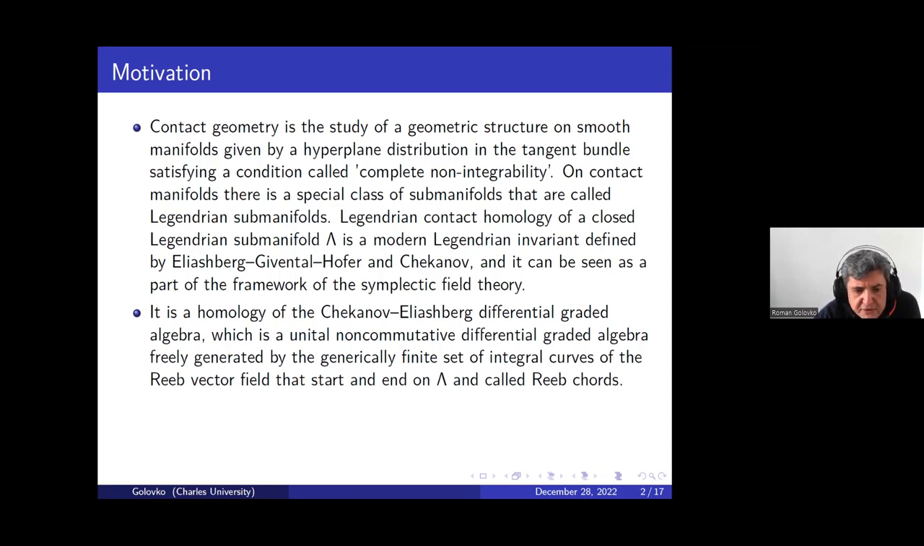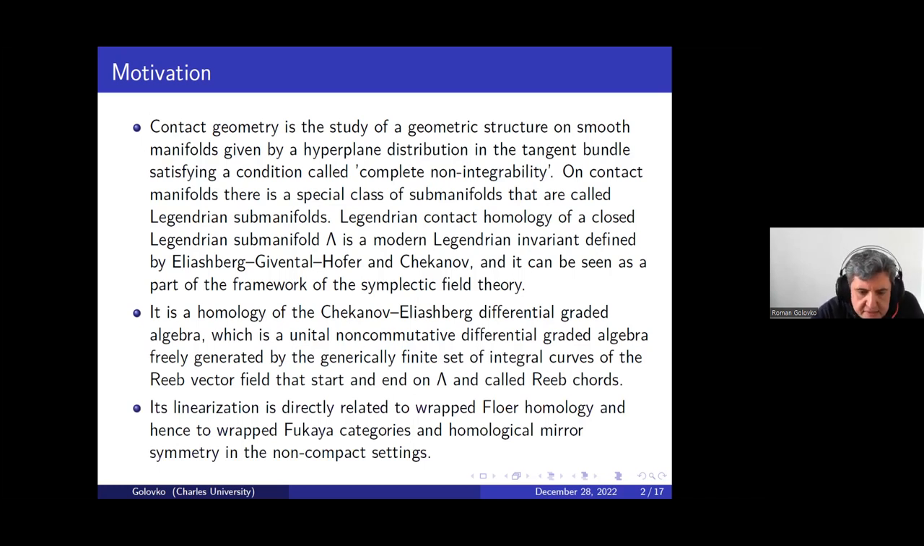They are integral curves of a certain vector field, called the Reeb vector field, that start and end on a given Legendrian submanifold that we would like to study. So in other words, we have a submanifold, we consider a vector field, we consider integral curves of this vector field that start and end at this submanifold, and we form, abstractly, an algebra which is freely generated by these integral curves. If we linearize this algebra, then the linearizations are related to Floer homology theories, at least in the geometric settings, and hence to so-called Fukaya categories. From this perspective, also to homological mirror symmetry in the non-compact settings, namely for Liouville domains or for Weinstein domains.